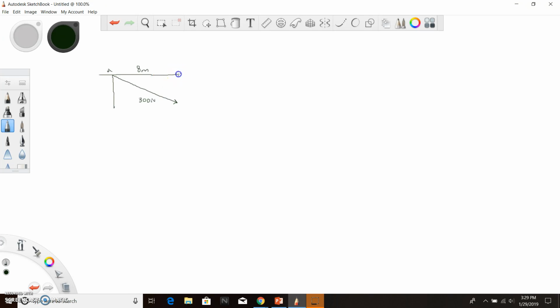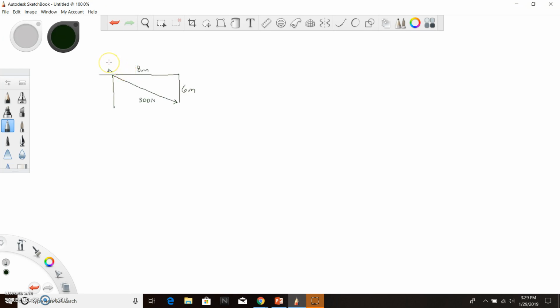Okay, and they tell us that the vertical distance is 6 meters. Okay, so what's really cool about these unit vectors is I can actually take this and find out what my unit vector is from those two measurements.